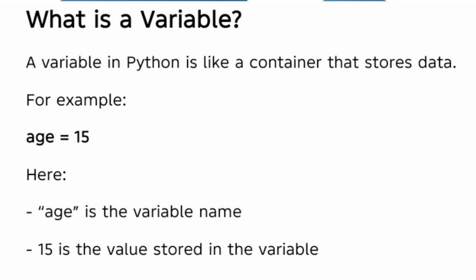A variable is like a container that stores data. This means that in computer programming, a variable is like a short-term memory created by a programmer that can store different values. For example, we have a variable called age, which is assigned the value 15. This is how we create a variable in Python. Age is the variable name, 15 is the value stored in the variable.